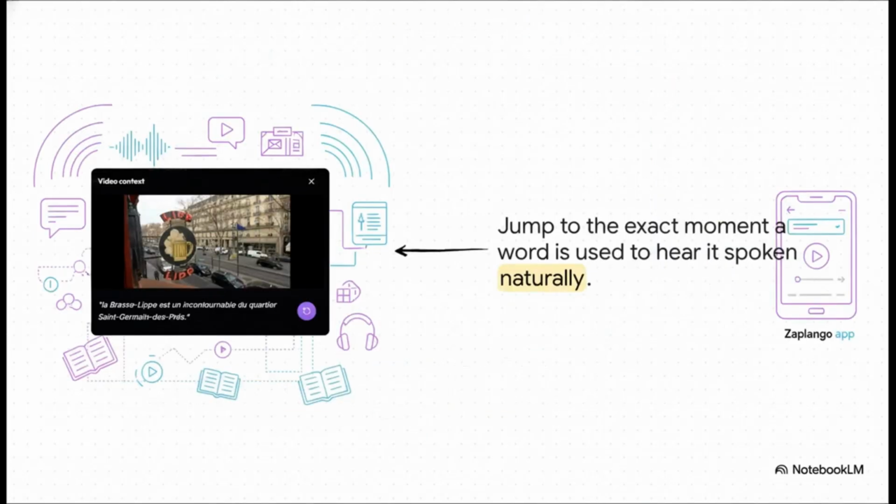And check this out, this feature is awesome. It's called video context. Instead of just hearing a computer voice say the word, you can tap play clip, and it takes you to the exact moment in the video where a native speaker says it. It's a huge help for getting the pronunciation and the natural flow just right.